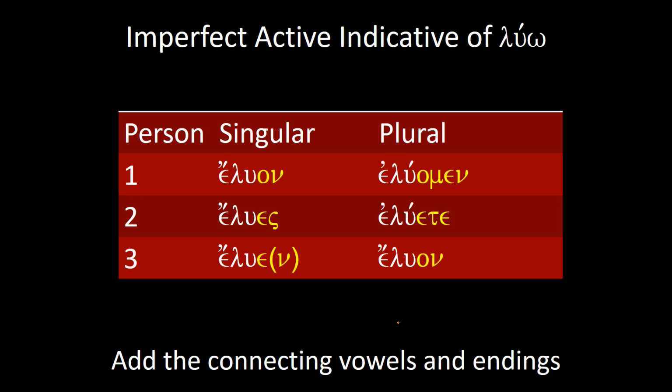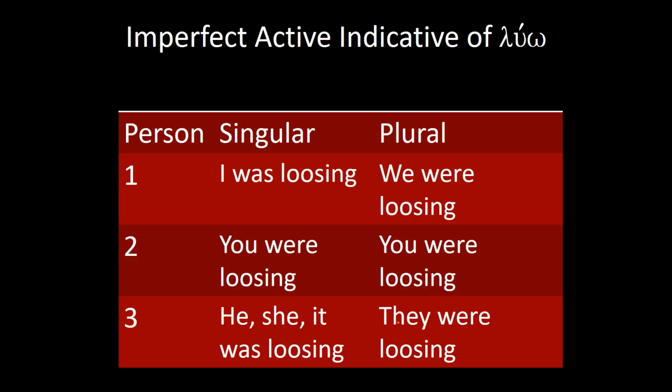Imperfect, active, indicative. We've got augment in front, then we've got number 2 endings, and of course the connecting vowels. We would translate it: I was loosing. This is action in progress in past tense. I was loosing. You were loosing. He, she, or it was loosing. We were loosing. You were loosing. They were loosing. So your base translation of imperfect is was or were plus the ing form of the verb.